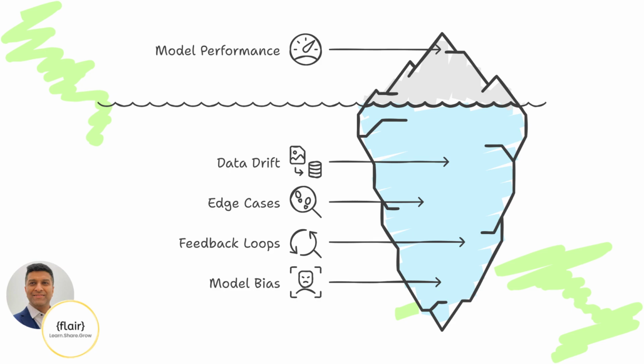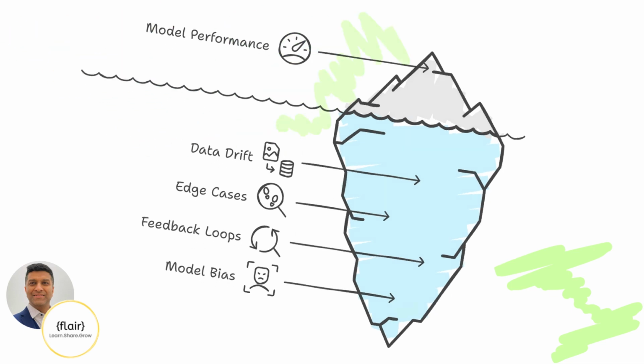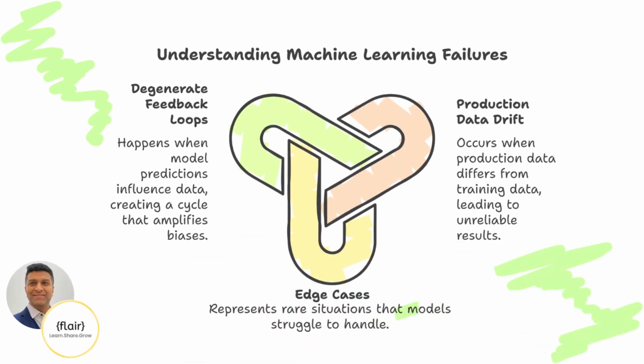Edge cases. These are those rare, weird situations that models don't always handle well. Think of it like those outlier situations that can really throw off a prediction. Degenerate feedback loops. This is when the model's predictions start influencing the data it receives, which in turn affects the predictions again, creating a cycle that can amplify biases or reduce performance.